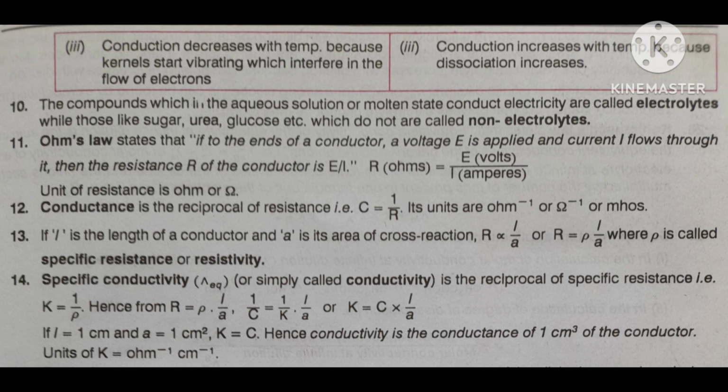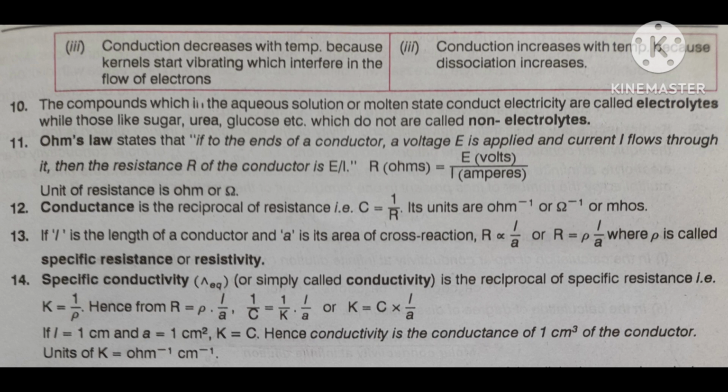Here specific conductivity is the reciprocal of specific resistance, that is K. Specific conductivity or simply conductivity is denoted by K. Then K is equal to 1 upon rho. Hence, now these two equations I told you: R is equal to rho into L upon A, and now K is equal to 1 upon rho. Correct? These two equations are there.